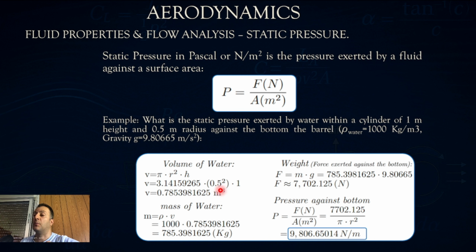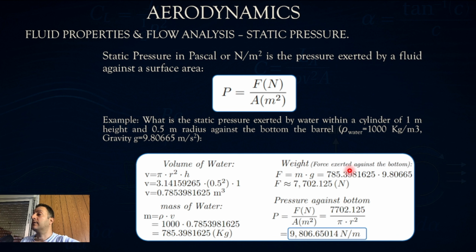Okay, now the mass of the water. You know that rho equals m over V, so the mass of the water equals rho times V, which is the density of water, 1000, multiplied by the volume, 0.78539 meters cubed. This gives you 785.398 kilograms.